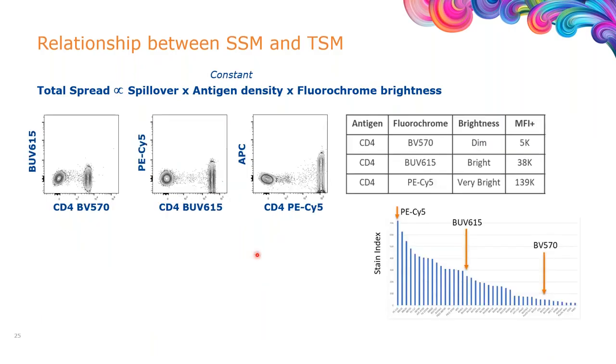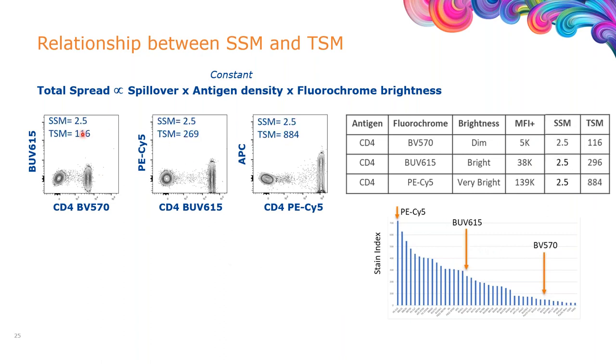However, if now we keep the antigen density constant, so CD4 for everybody, but now we're looking at different fluorochromes in different detectors, and they have different brightness. So we're going from dim to bright to very bright. Now what you appreciate is that the SSM is the same because these combinations of dyes have the same level of spectral overlap. However, by virtue of having different brightness, their spread will be different.